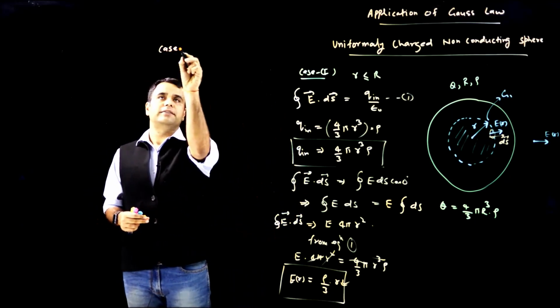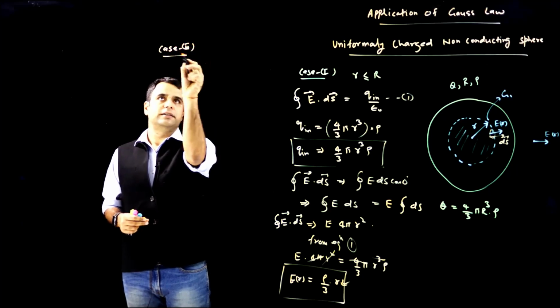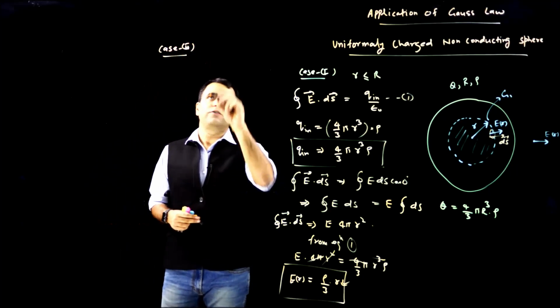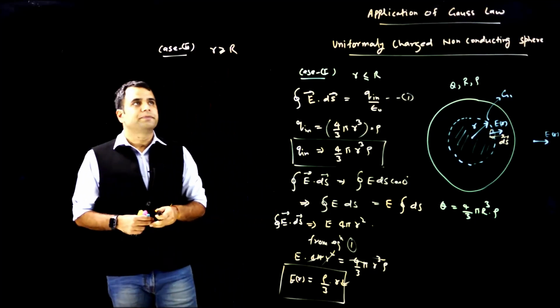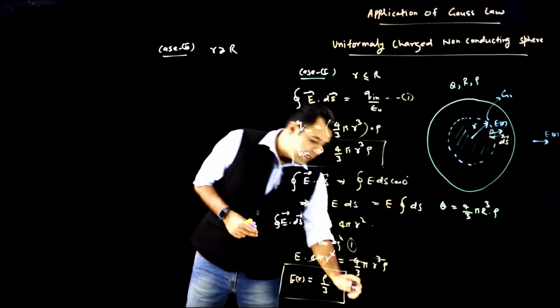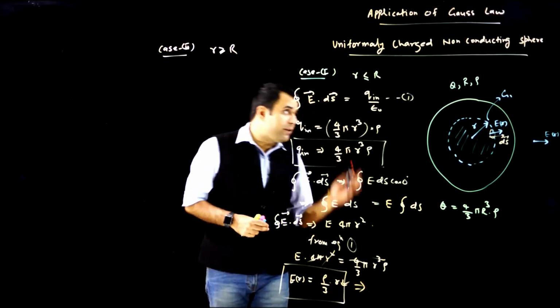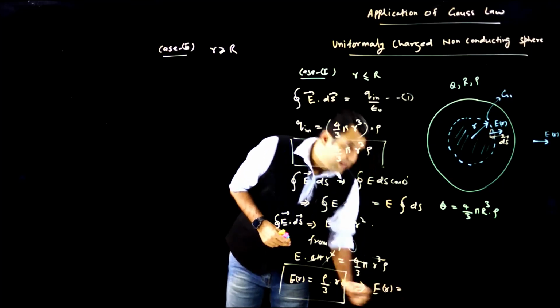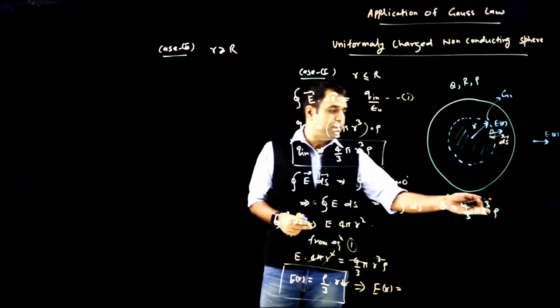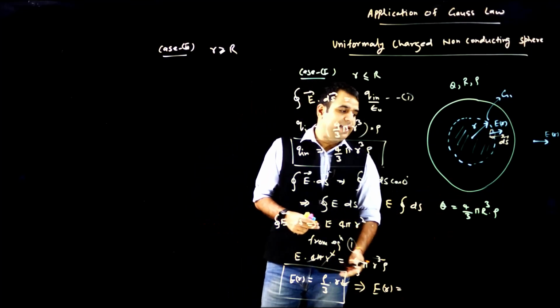Case 2, that is for outside points. So I'll be calculating the electric field for all outside points. And this formula, if you see, I can rewrite in terms of capital Q as well. The formula for electric field in terms of capital Q, all I have to do is replace the value of rho in this equation.